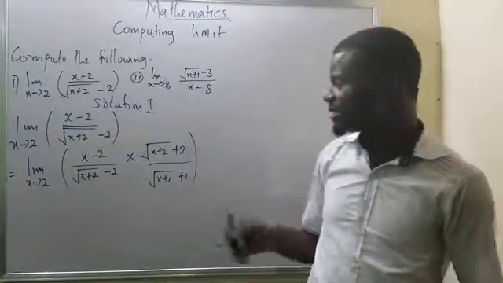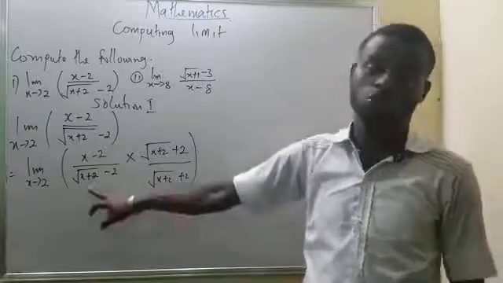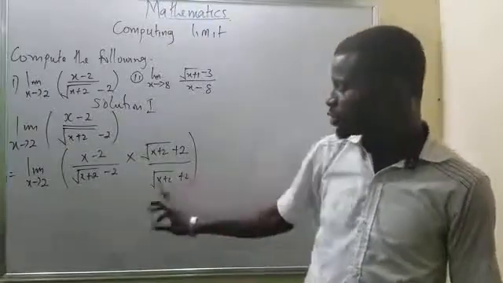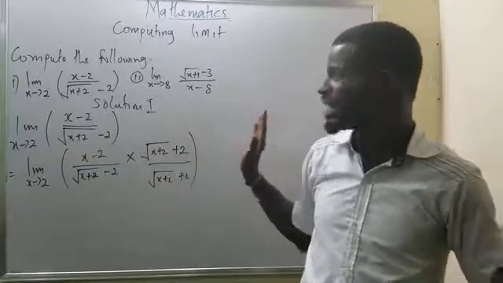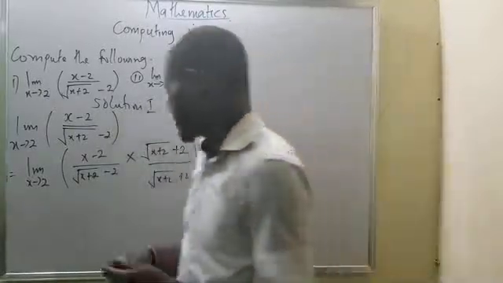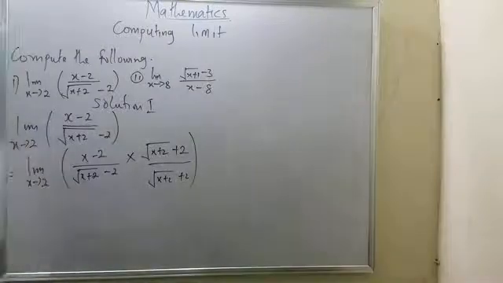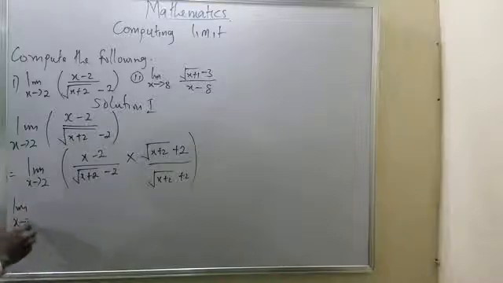And why am I doing it? To avoid what? Roots. To avoid roots somewhere, maybe here or anywhere. I think I'm trying to avoid roots. Generally, that is what I'm trying to avoid there. Now, since I have this, with the help of this, I'll be having my limit as x tends to 2.